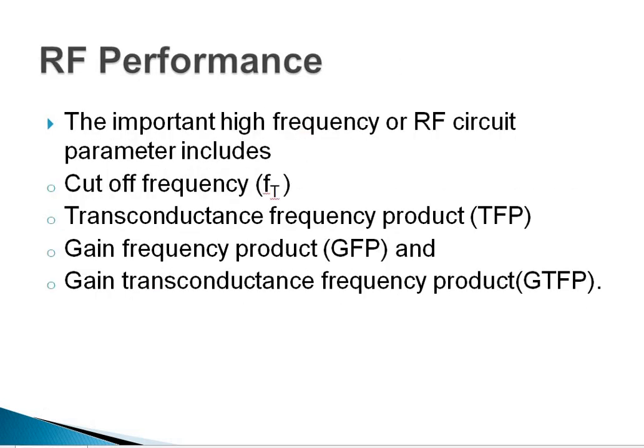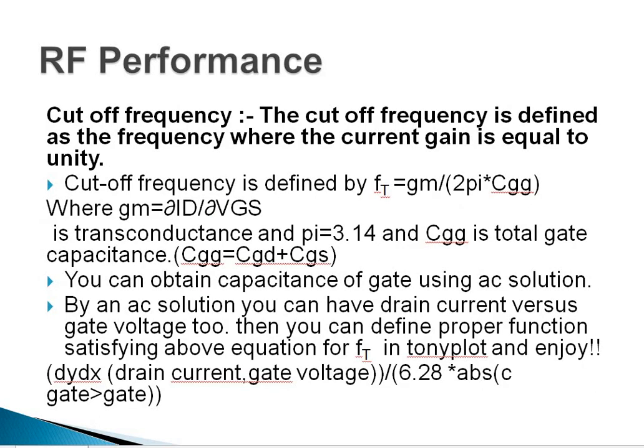Next, we will discuss the RF performance parameter analysis. The important high frequency or RF circuit parameters include cutoff frequency FT, transconductance frequency product TFP, gain frequency product GFP, and gain transconductance frequency product GTFP. First, we will discuss the first RF parameter, cutoff frequency. Cutoff frequency is defined as the frequency where the current gain is equal to unity.